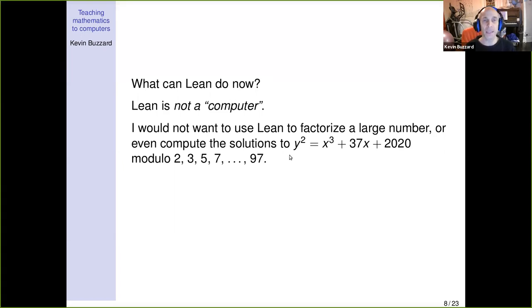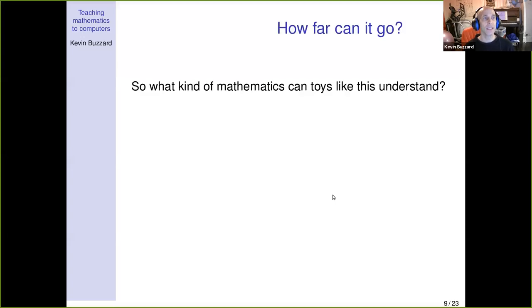Lean 4 might be a different thing, but Leo is still working on Lean 4. We don't have it yet. I wouldn't want to use Lean 3 to do computations, but I want to use Lean 3 to check my proofs, me as a researcher. I want to teach this system complicated mathematics harder than induction. So that's the next big question.